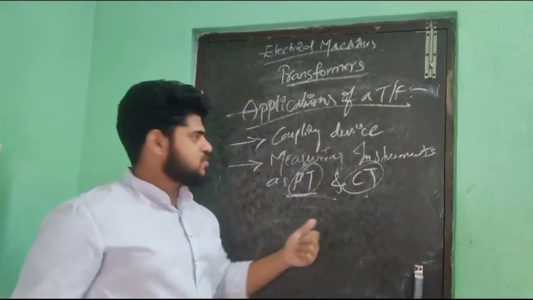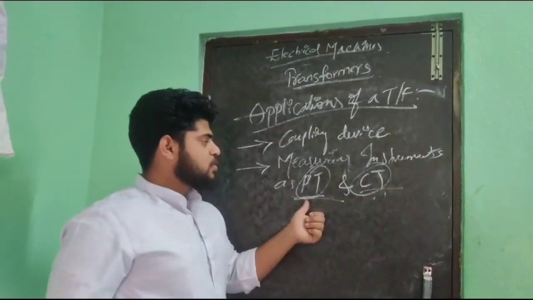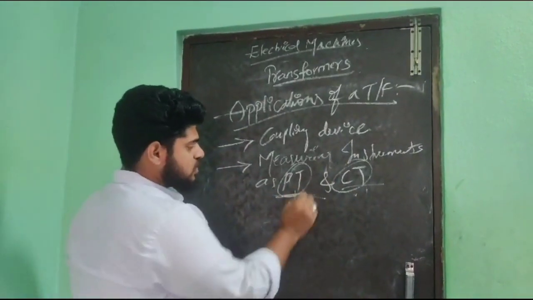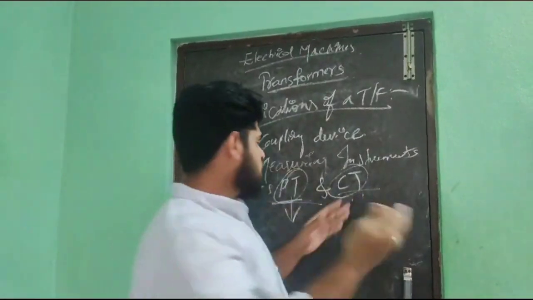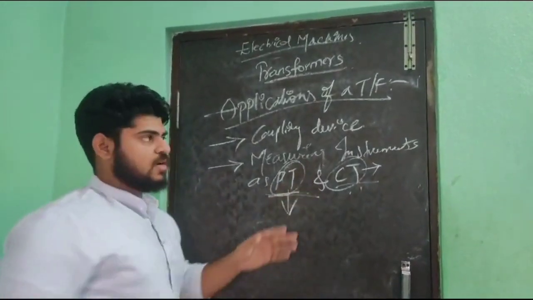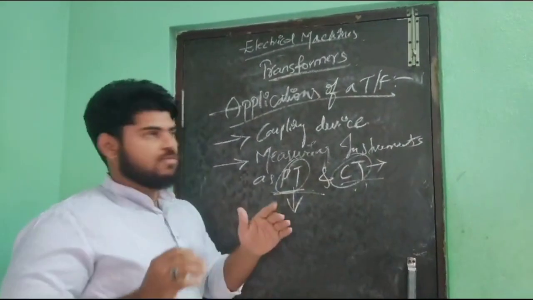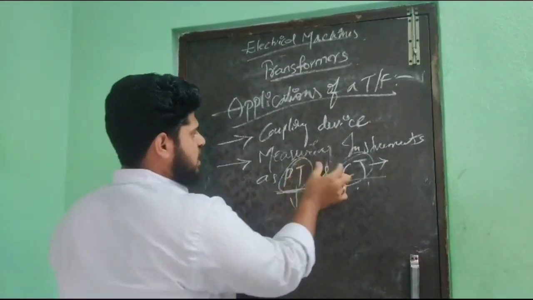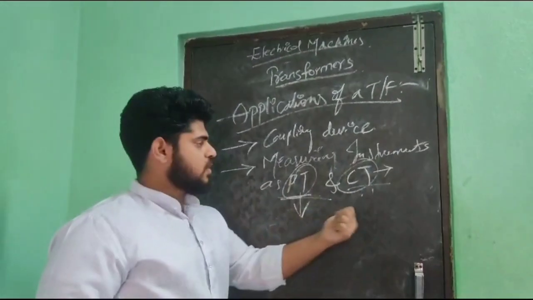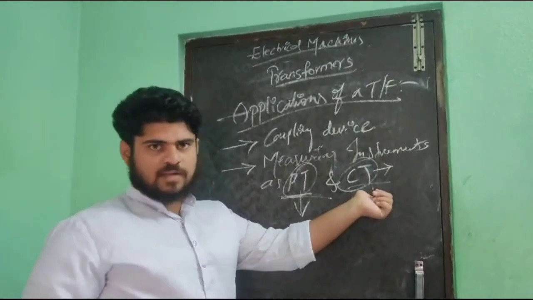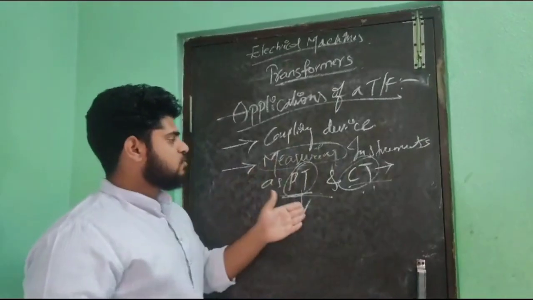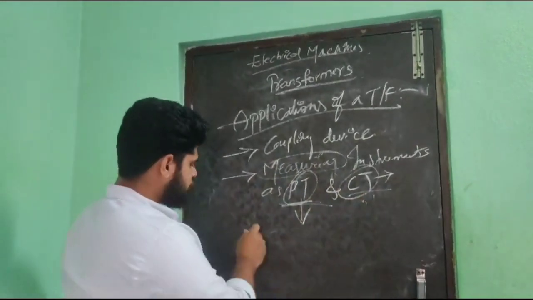PT means potential transformer, and CTs are known as current transformers, which are used for measuring high voltages and high currents. The potential transformer is used for measurement of high voltages, whereas current transformers are used for measurement of high levels of currents. Measuring instruments are designed for a standard range. For kilovolts of voltage and hundreds of amperes of current, these measuring instruments won't sustain. So in this case, to measure high voltage and currents, PTs and CTs are used.